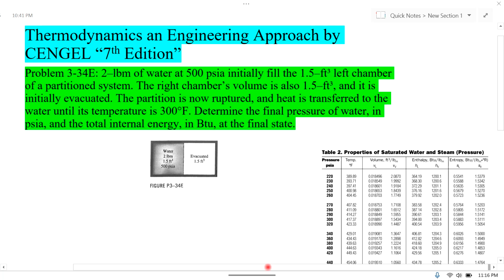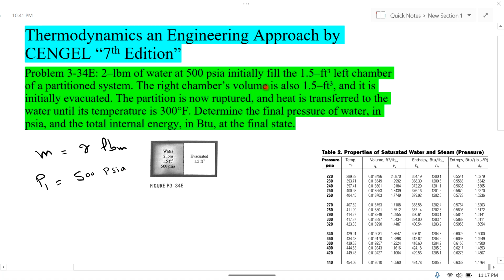Bismillahirrahmanirrahim. In this lecture, I am solving problem 3.34E from the book Thermodynamics: An Engineering Approach by Cengel, 7th edition. So the statement of the problem is: 2 pound mass of water. Mass of water is given to us as 2 pound mass, at 500 psia. The initial pressure of water is 500 pounds per square inch absolute.